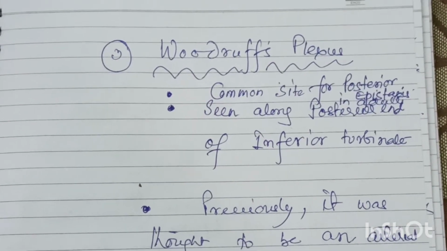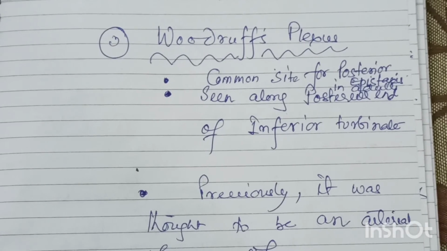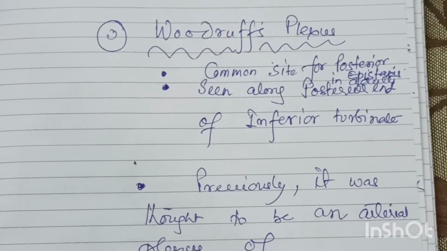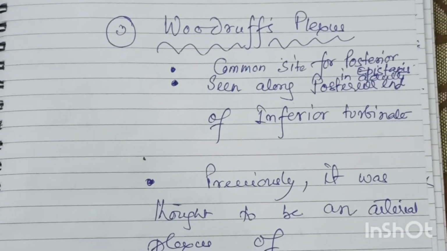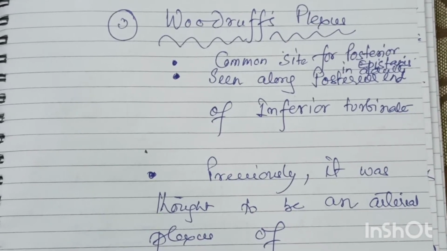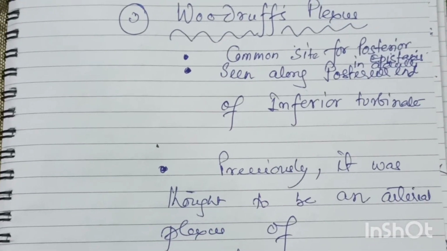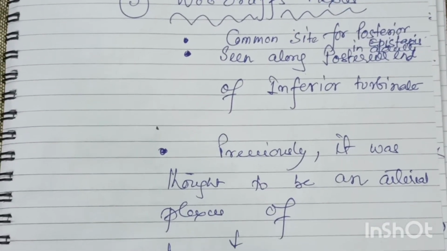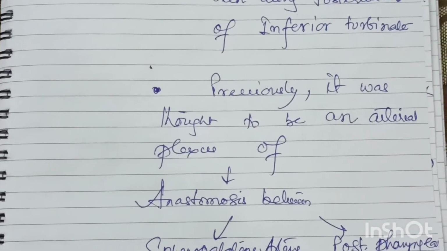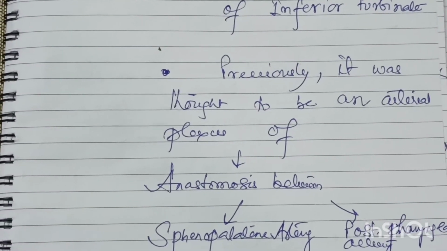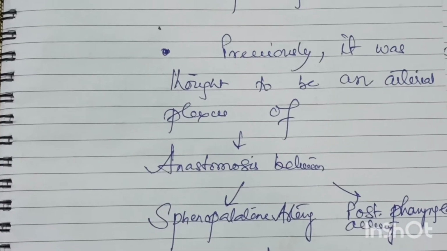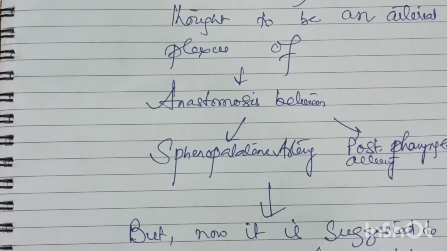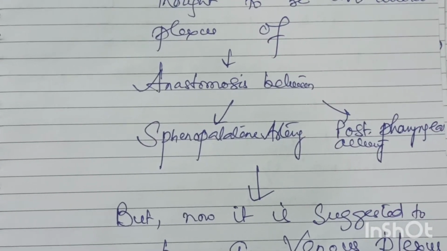Woodruff's plexus. It is a common site for posterior epistaxis in adults. It is seen along the posterior end of the inferior turbinate. Previously, it was thought to be an arterial plexus of the anastomosis between the sphenopalatine artery and posterior pharyngeal artery, but nowadays it has been suggested to be a venous plexus.